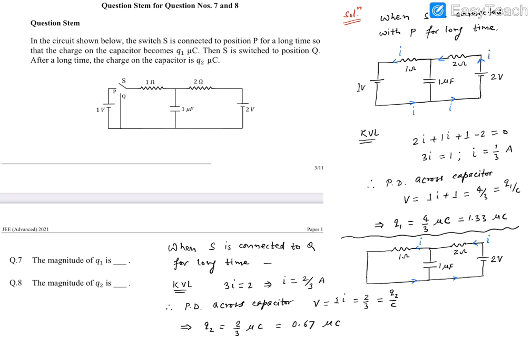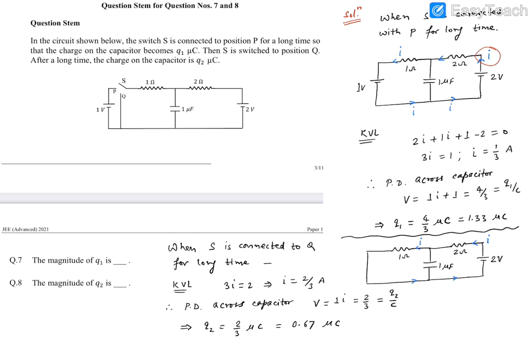So it's again a basic question related to capacitor and resistance circuits. First, the switch is connected to P for a long time. We know in a long time the capacitor is fully charged, so it does not allow any current to pass through. The circuit will become simplified because S is connected to P, so there's nothing to do with this branch. So we can say this is the simplified circuit, and the current will be moving in this outer loop only. This branch will not have any current through it.